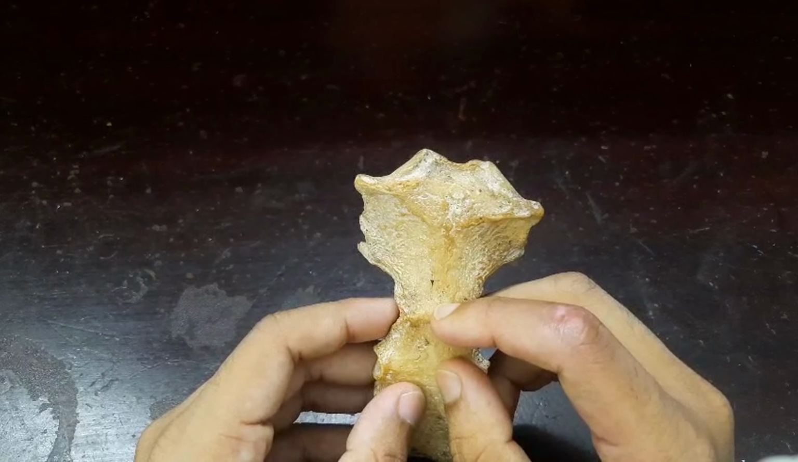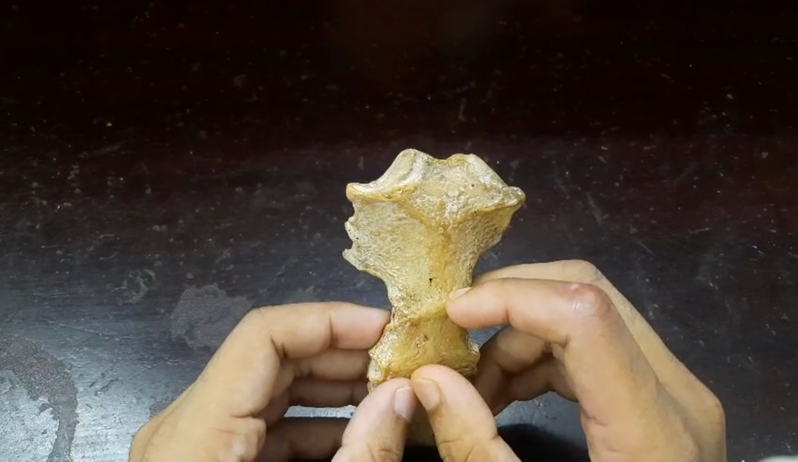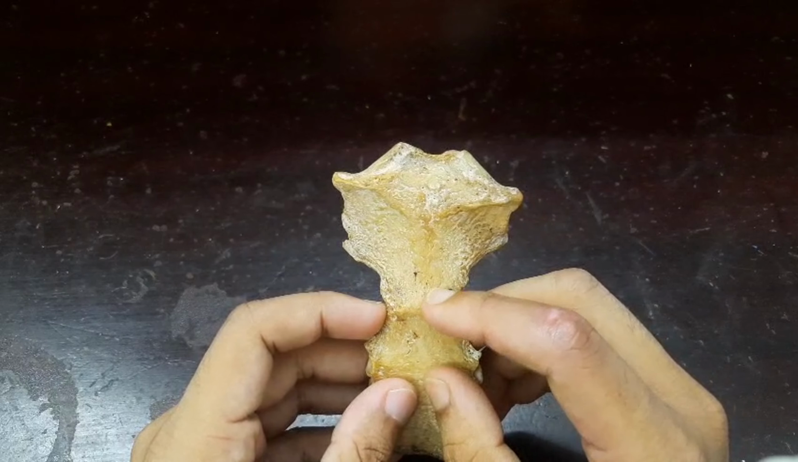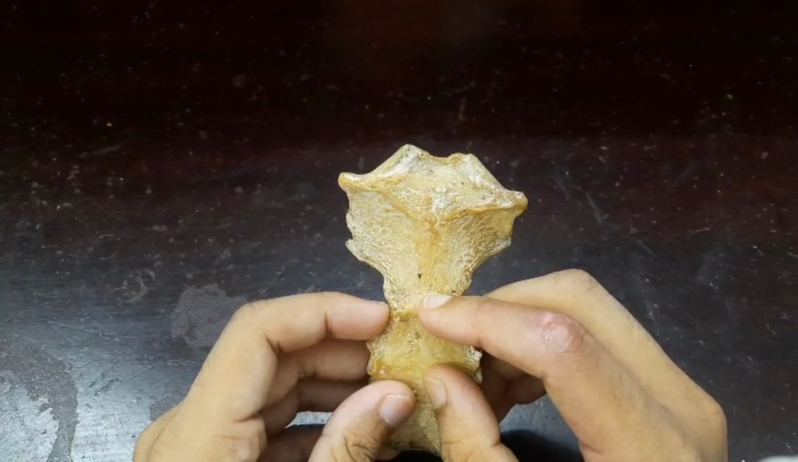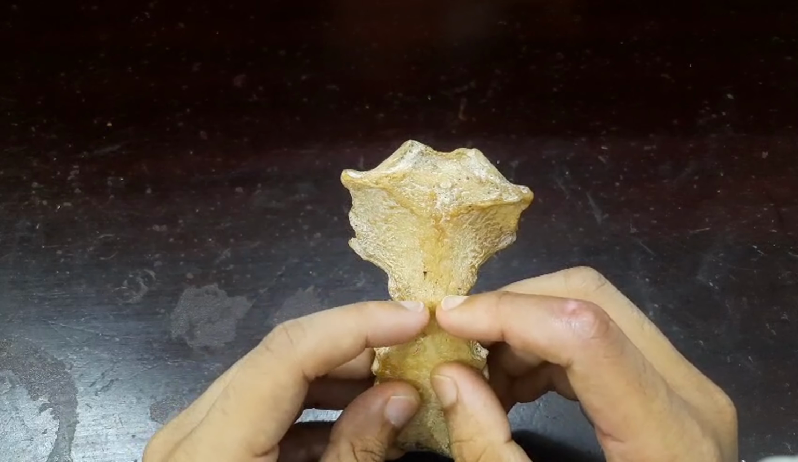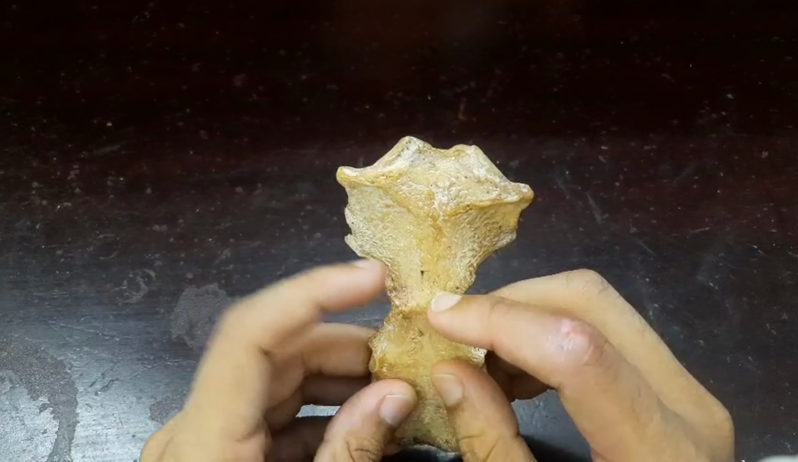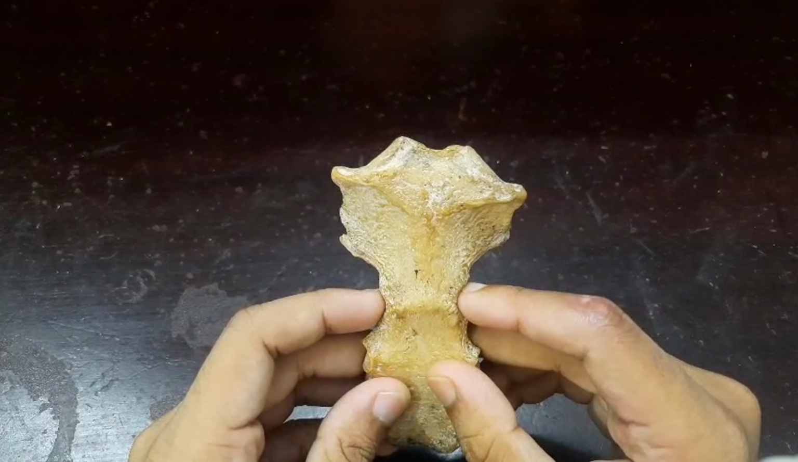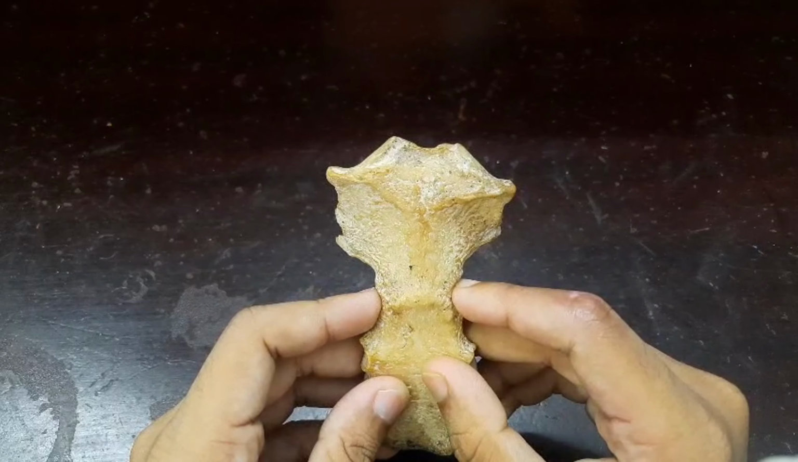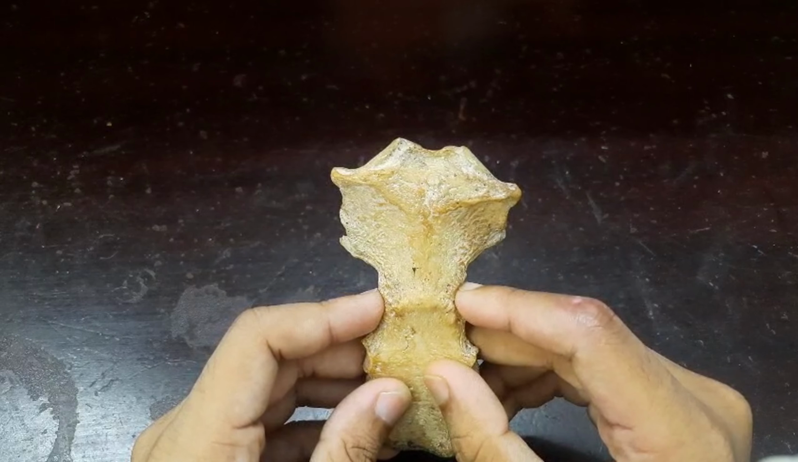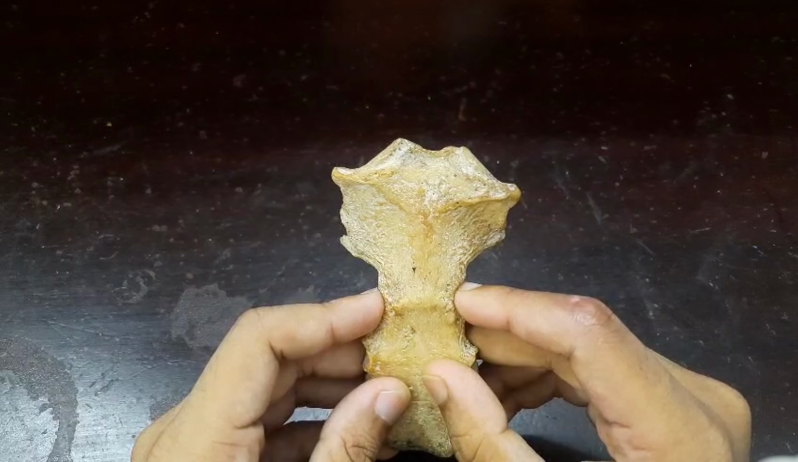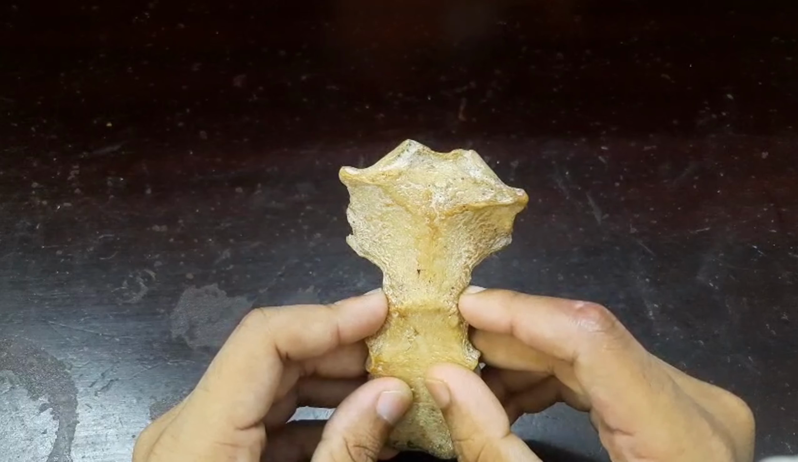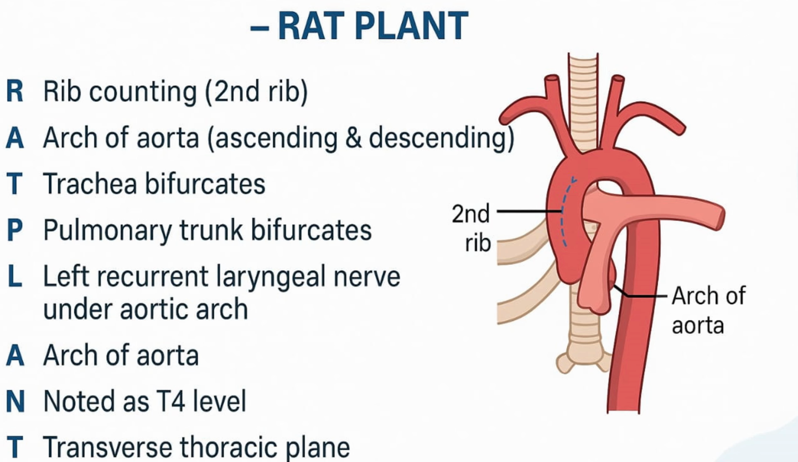There are some important features of the sternal angle. These are: rib counting starts from here, the ascending part of the arch of aorta begins and ends at this point, and the beginning of the descending part of the arch of aorta starts from here. The trachea bifurcates at this level, the pulmonary trunk bifurcates at this level, the left recurrent laryngeal nerve hooks the arch of aorta at this level, the azygos vein drains into the superior vena cava at this level, and the thymus gland ends at this level. We can memorize it by a mnemonic: rat plant.